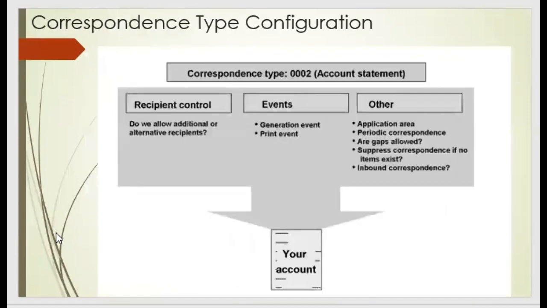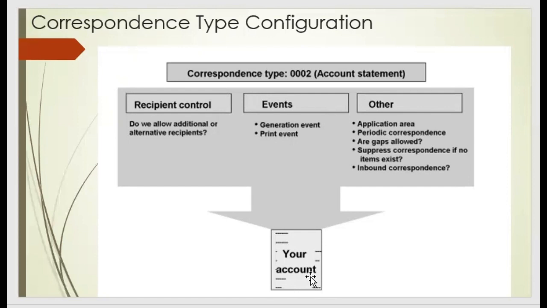Okay, now correspondence type configuration. So we have configuration at the event level for the correspondence, and we know whom to send. And for the contract account, we already know the link to the business partner, and we send that to the business partner based on the event.